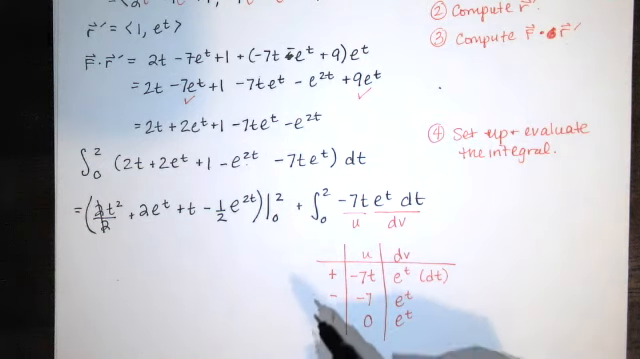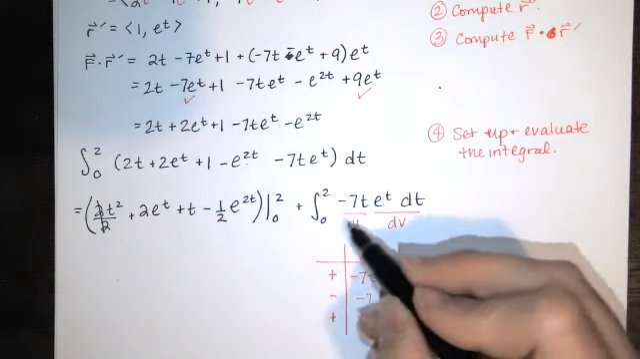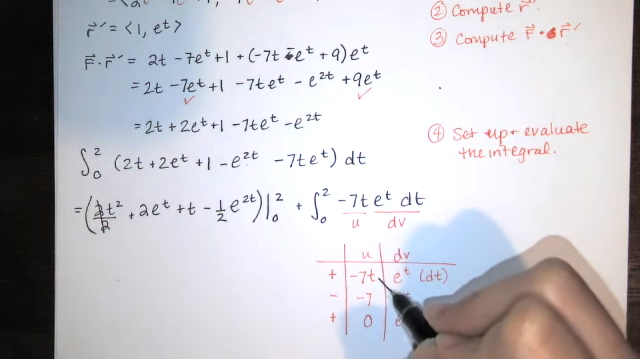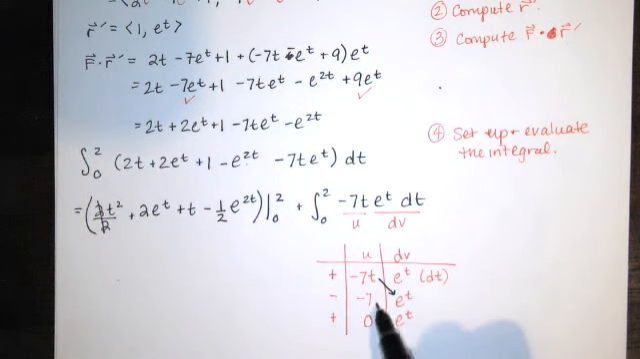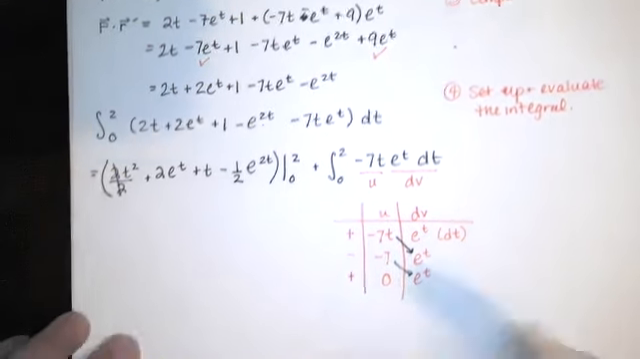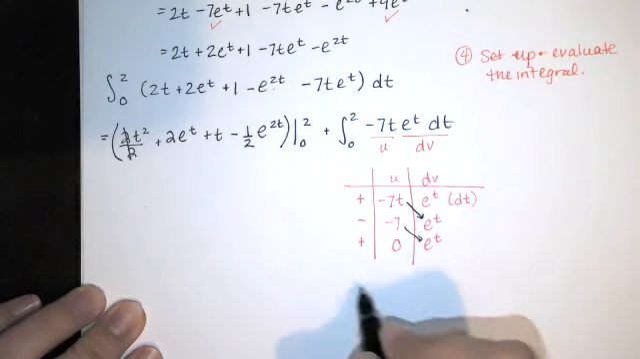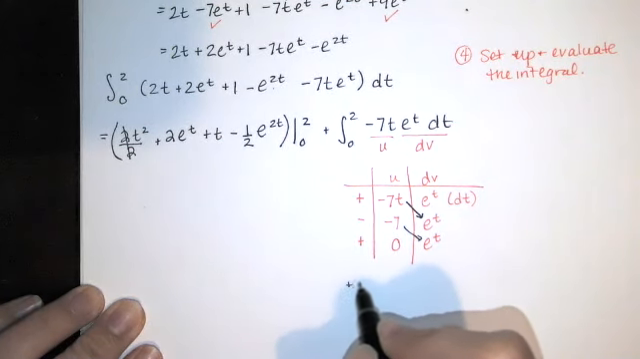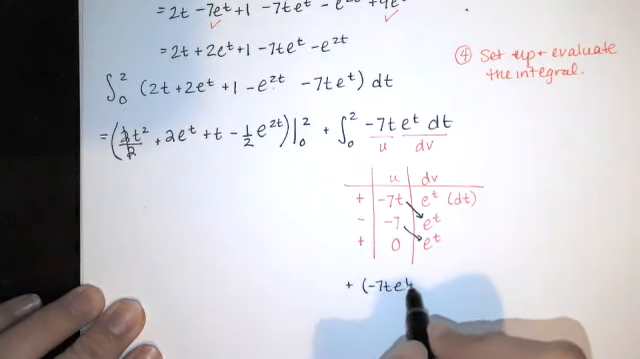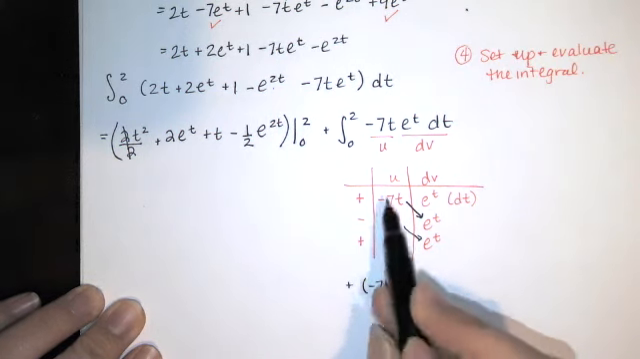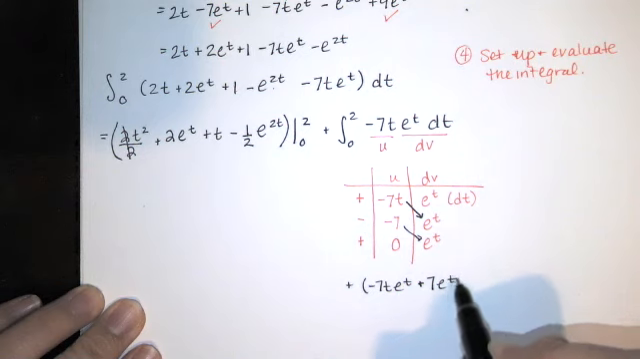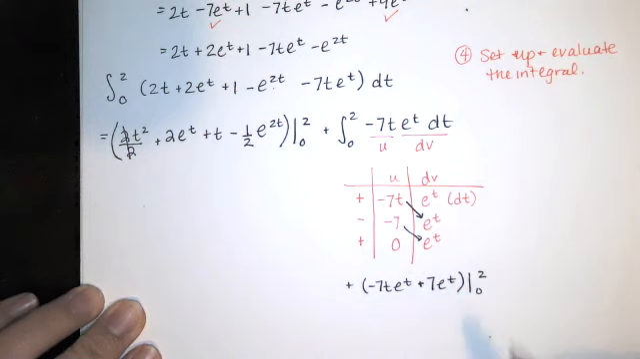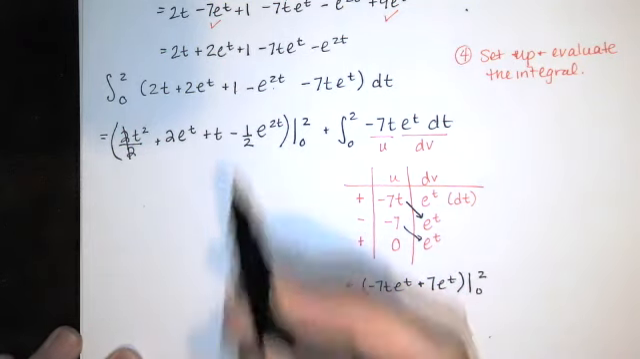Now, according to tabular integration, the antiderivative of this is this times this, times positive 1, plus this times negative 1. So what we're going to have here is negative 7 e to the t, negative 7t e to the t, minus a negative 7. So it's going to be plus 7 e to the t evaluated from 0 to 2. Okay, so that's that piece.